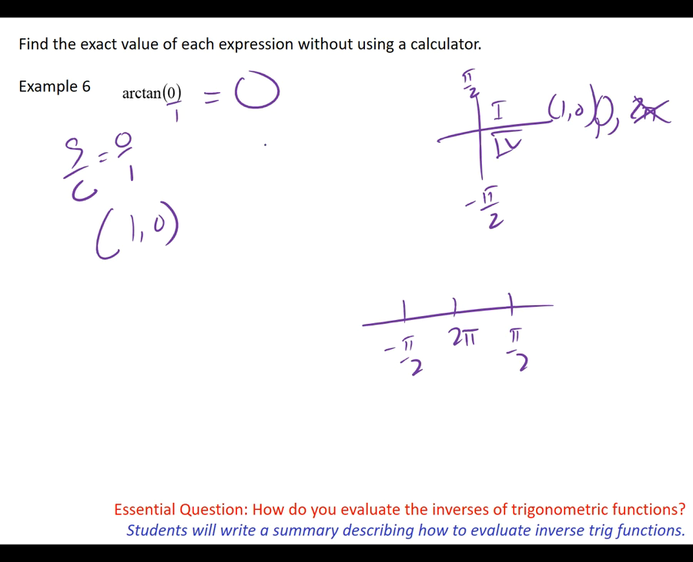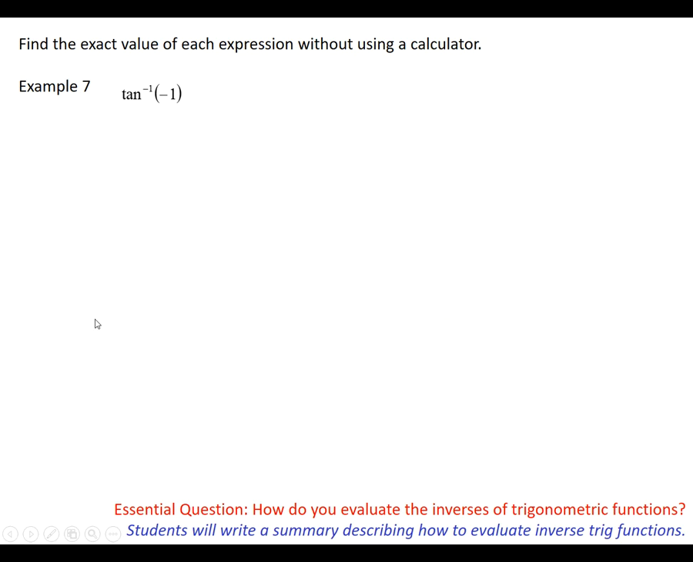And today, if you really wanted to be specific about it, you could write the word radians after it. You don't have to write it with 0. Alright, good with 6? Alright, 7.